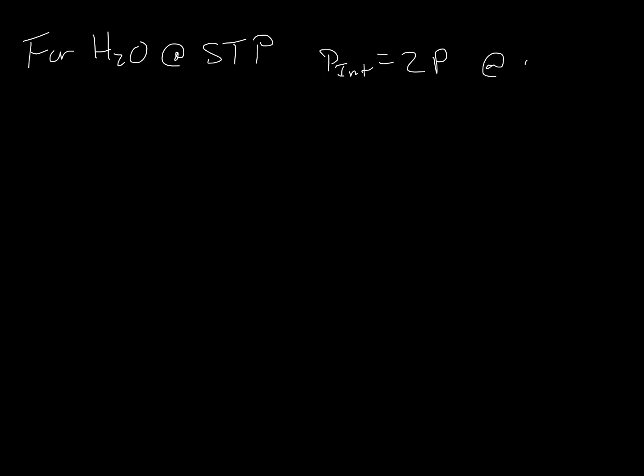To give you a couple of examples, for water at standard temperature and pressure, when the internal pressure is equal to twice the external pressure, so in this case P internal is equal to 2 times the external pressure surrounding it, this is at a size of about 10 to 20 nanometers. So you have to have a fairly small water droplet in order for the system to have double the normal pressure.